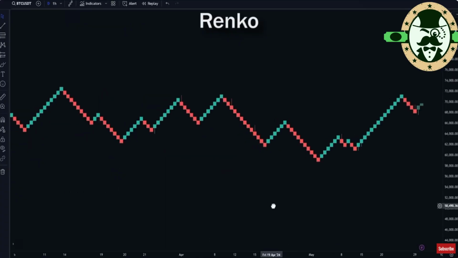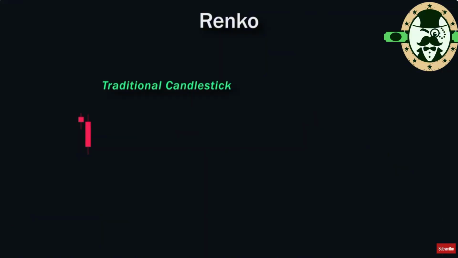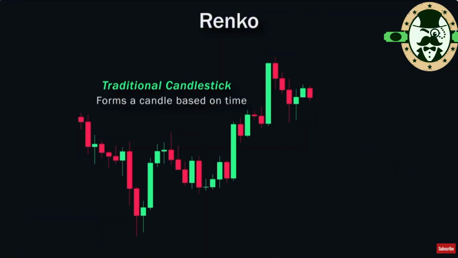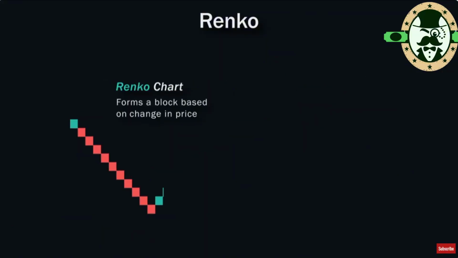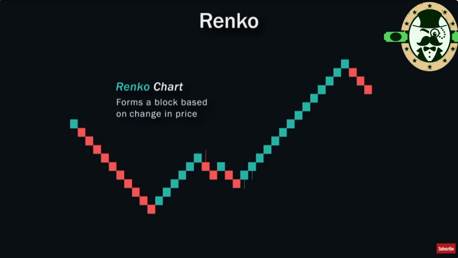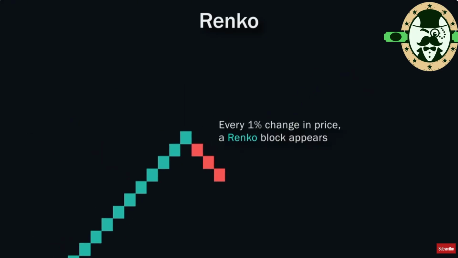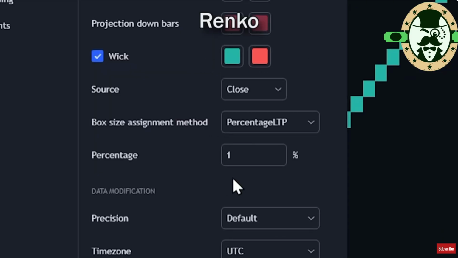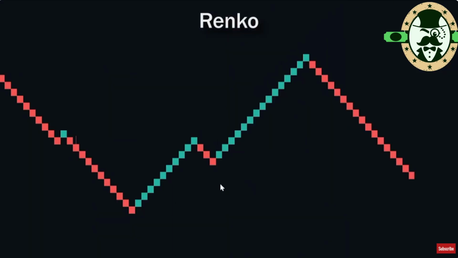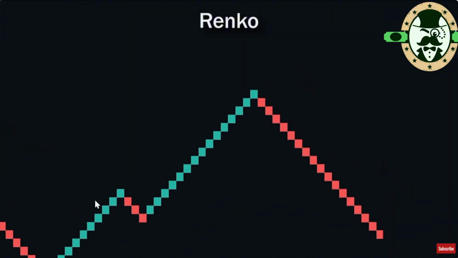The ninth strategy we're going to look at is Renko. Renko charts are an alternative to traditional candlestick charts. Unlike candlestick charts, which form a new candle based on time, a Renko block forms based on price movement. For example, a block could form for every 1% change in price. A green block signals an uptrend, and a red block signals a downtrend.